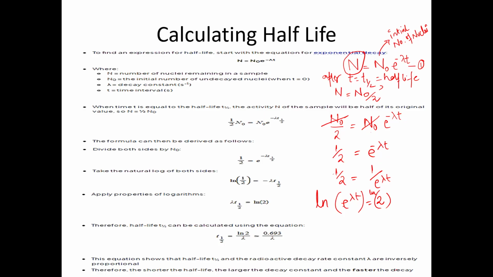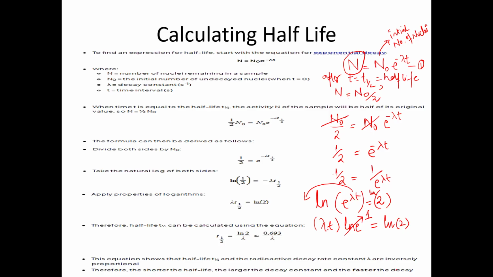Now you know the property of log, whatever is present in the power always comes first. So this will be equal to what? Lambda times t will be equal to ln of e. And on the right side, what will come? Natural log of 2. So we know natural log of e is equal to what value? It is equal to 1. If you type natural log of e on the calculator, natural log of e is equal to 1.